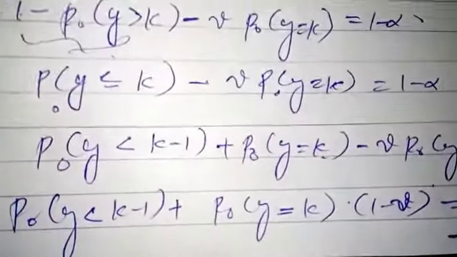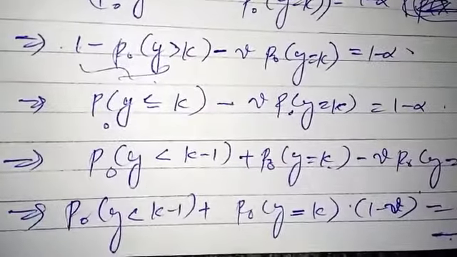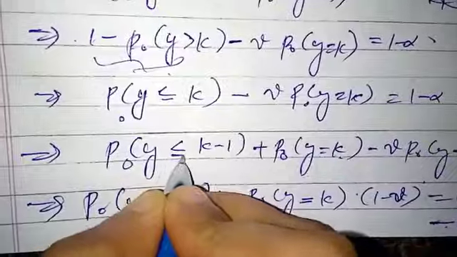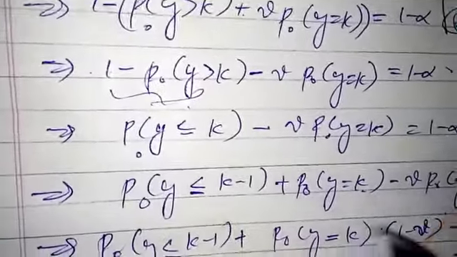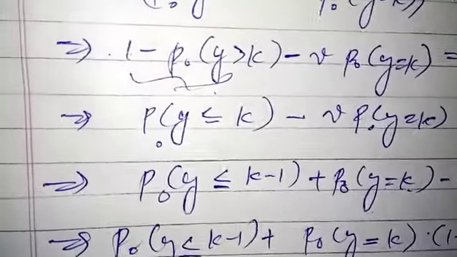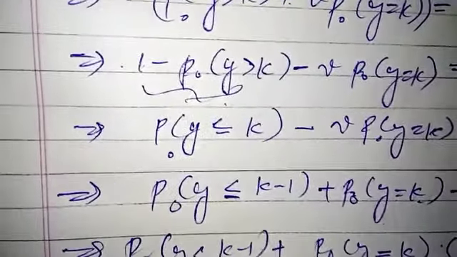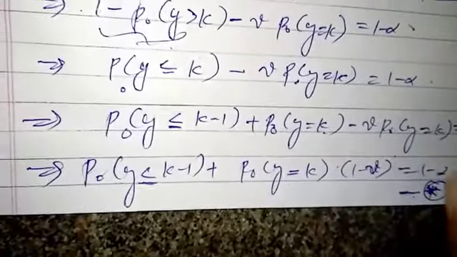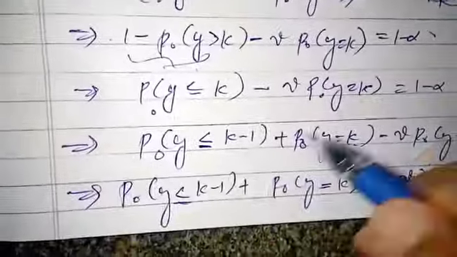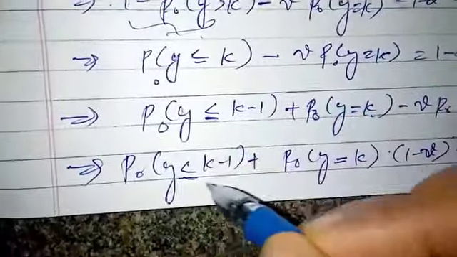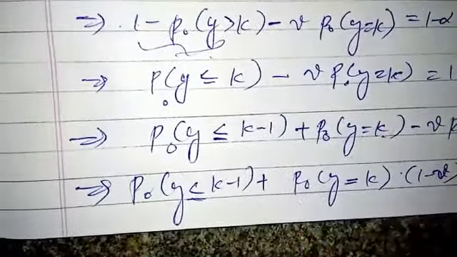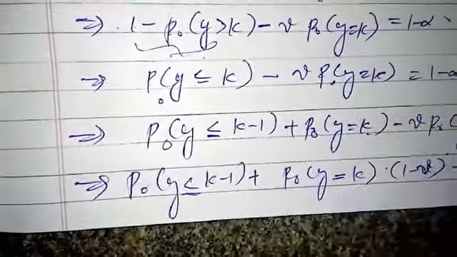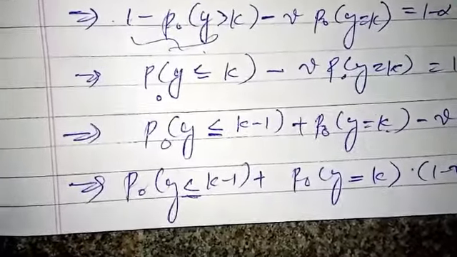So from this we want to find out the value of k and also the value for gamma, right? For that we can use this star equation. What is this term, probability of y less than or equal to k minus 1? It implies that it's the PDF of k minus 1, right?